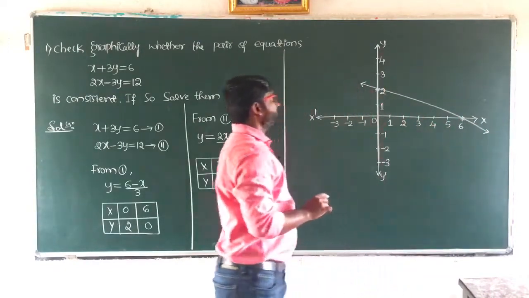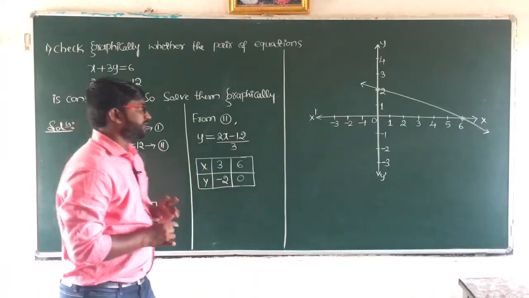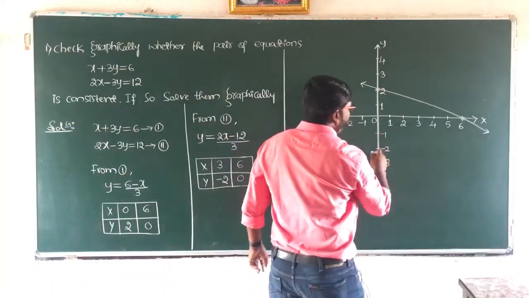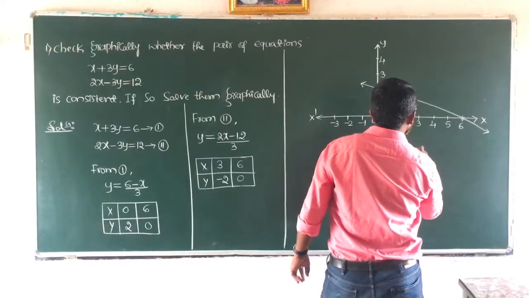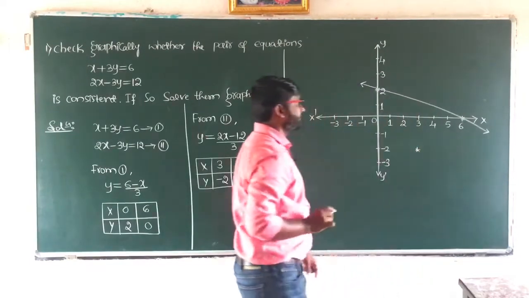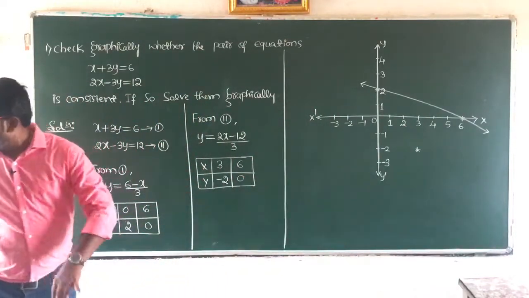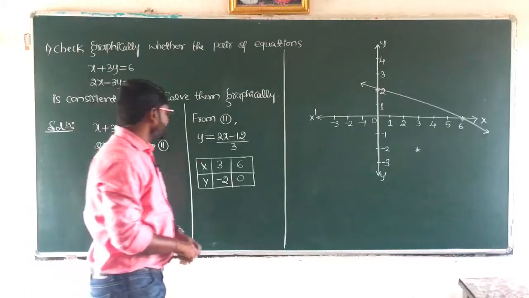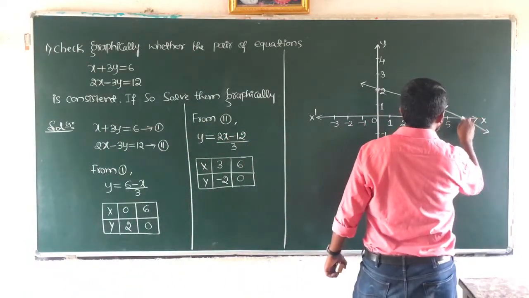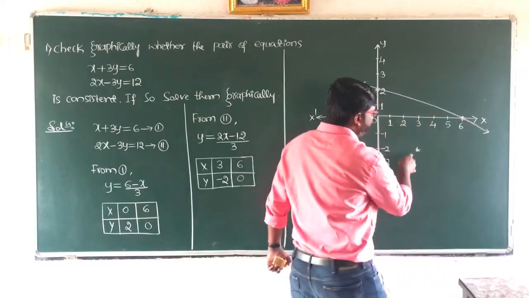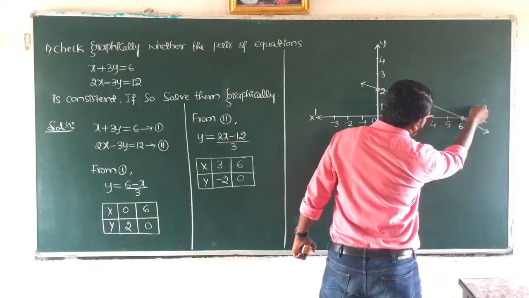Then now you go for the second table. So x 3, y will be minus 2. So somewhere here. And then x 6, y 0, x value 6 and y value 0. So see here, x 6 and y 0 means it is the same point. So we have to join these 2 points with the help of a straight line.